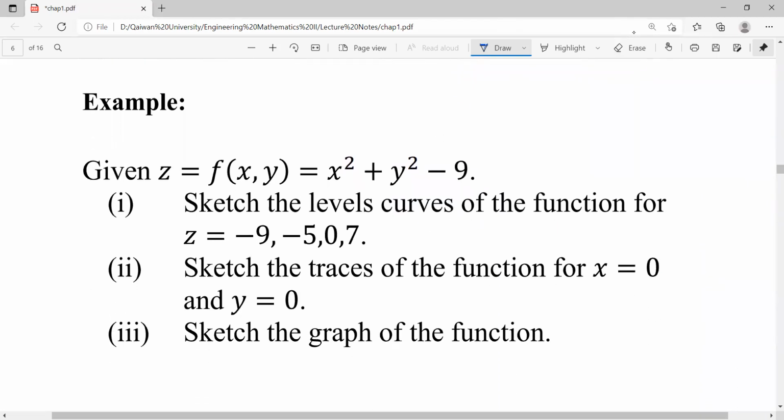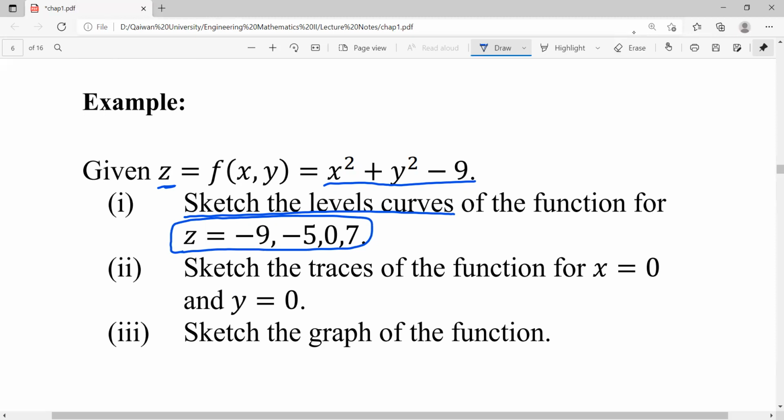Now we have this example. We are given a function z, which is x squared plus y squared minus 9. We should answer these three questions. First, we should sketch the level curves of the function for z to be -9, -5, 0, and 7. At these 4 values, we are going to draw the level curve.